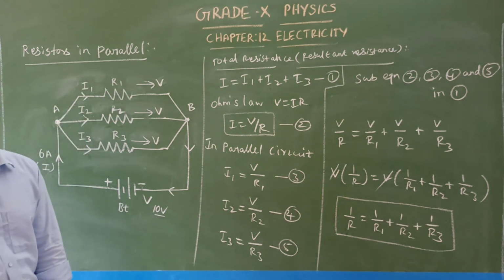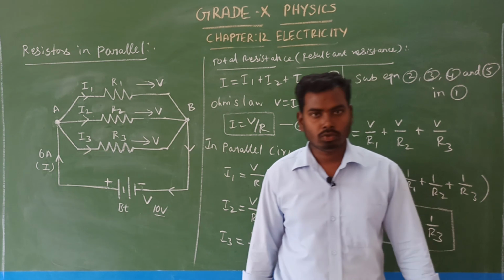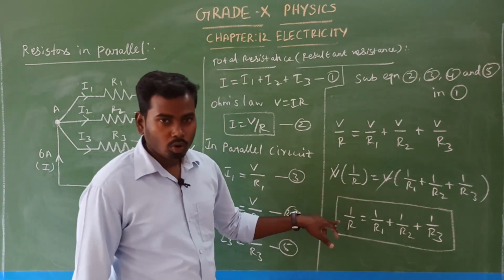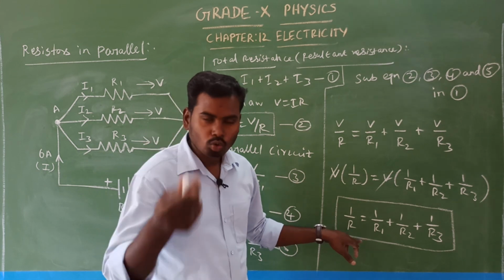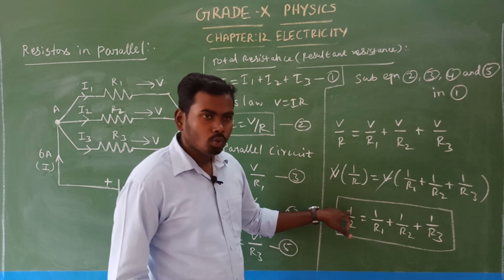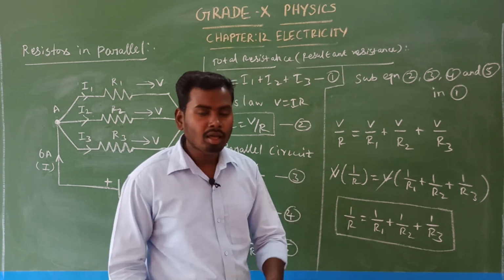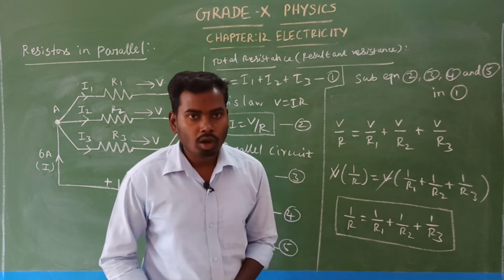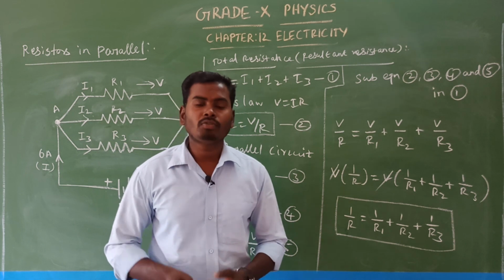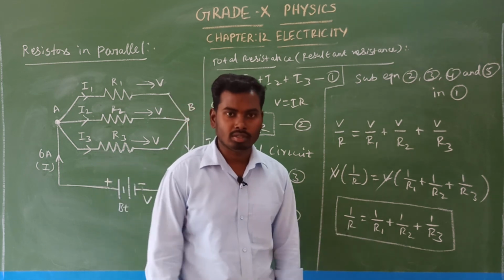That's all, students. Very easy one. You don't get confused. So what is it, sir? This is a very important point. Please note it in your class book: the reciprocal of the total resistance of a number of resistances connected in parallel is equal to the reciprocal of the sum of individual resistances. That is the total resistance. Is it clear, students?